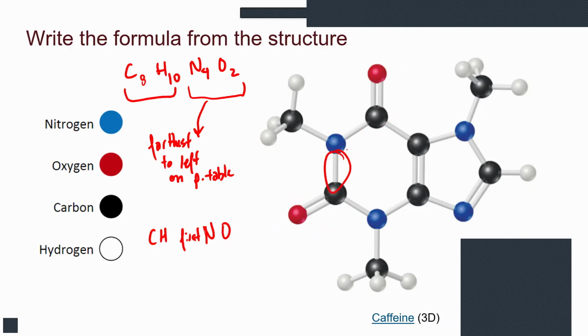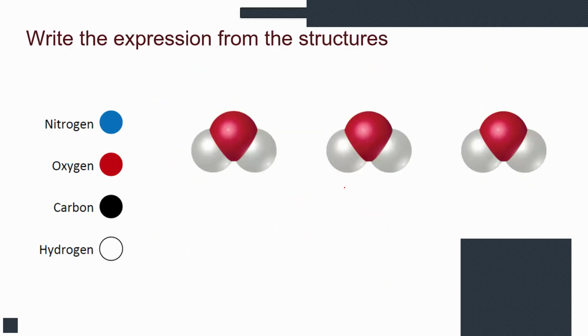this right here, this bond is electrons. These electrons right here, represented by this bond, are being shared by this nitrogen and this carbon.